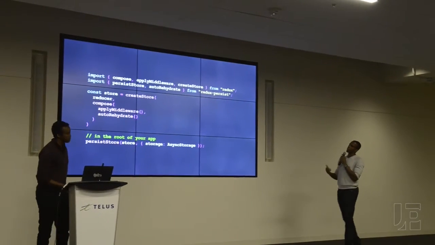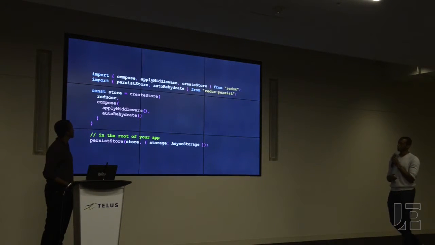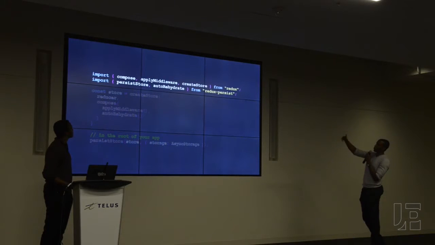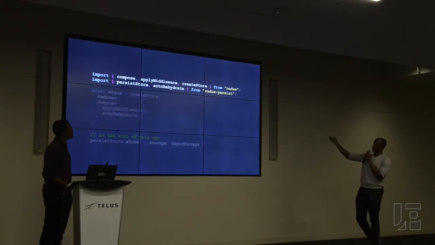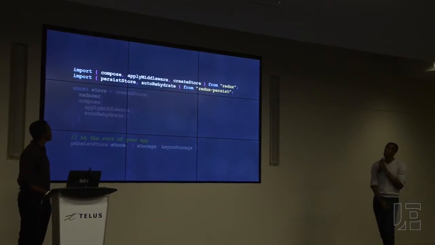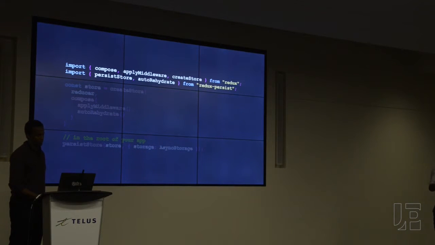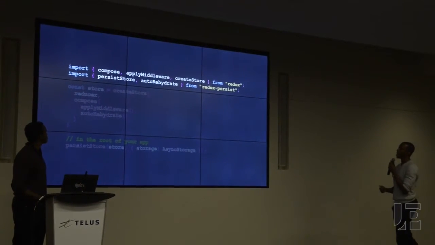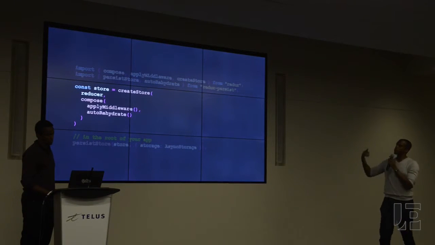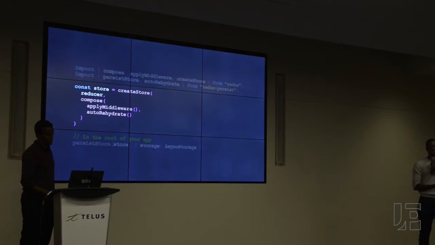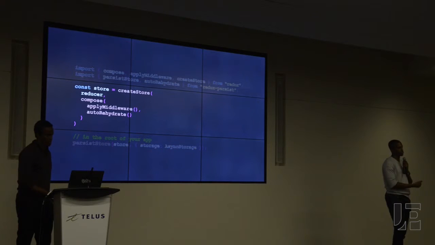So here's some code that shows you how simple it is to create a store with Redux and use Redux Persist. At the very top, we're importing what we need from both Redux and Persist. We're importing the compose utility method, the applyMiddleware enhancer, and the createStore method. And from Redux Persist, we're only importing two things: persistStore and autoRehydrate. Now, when we create our store, we just run the createStore method. The very first argument, we bring in our reducer. And the second argument is all the enhancers we need for our Redux store.